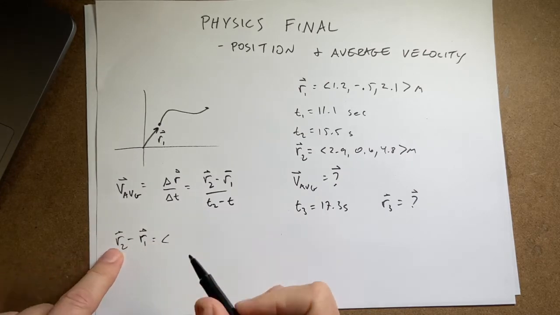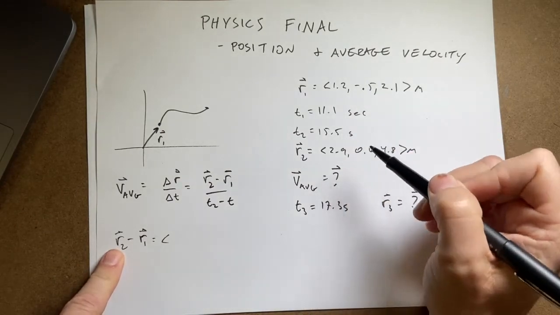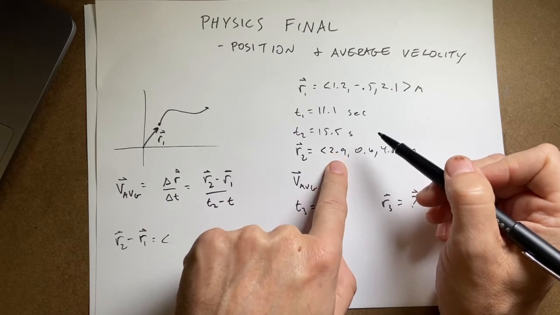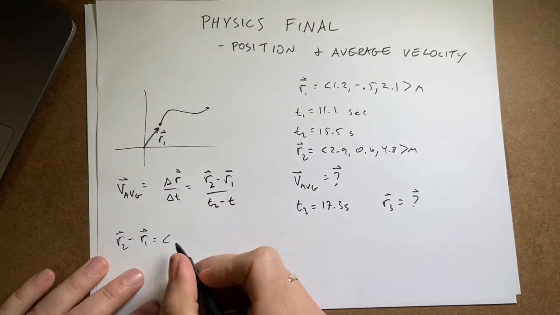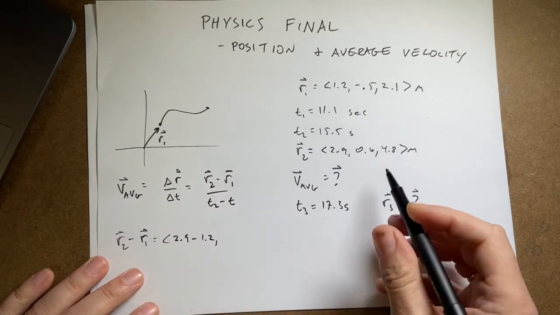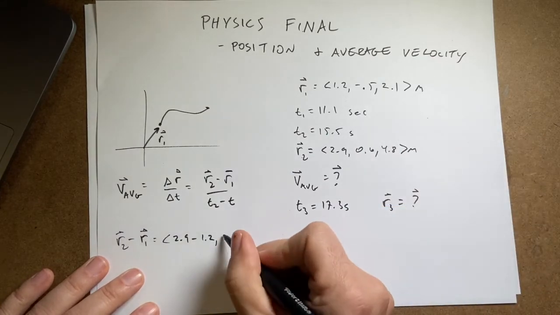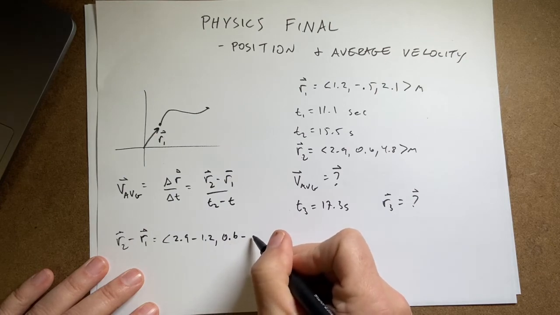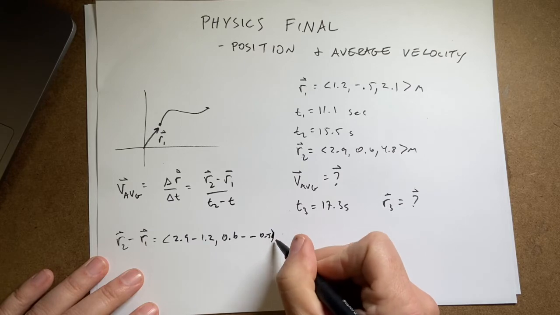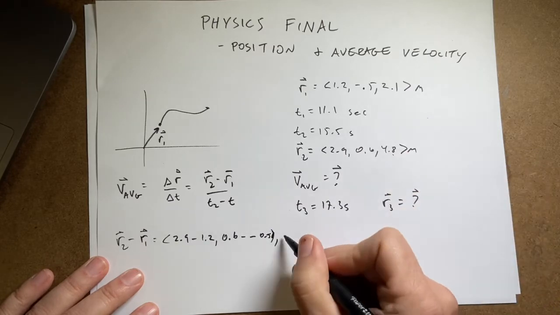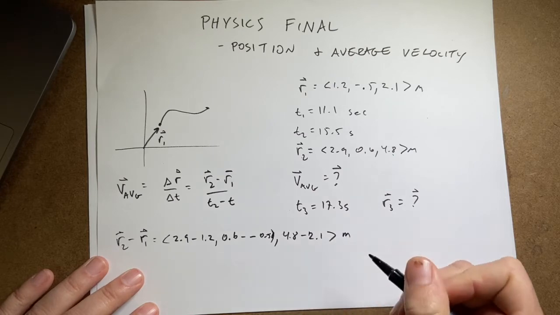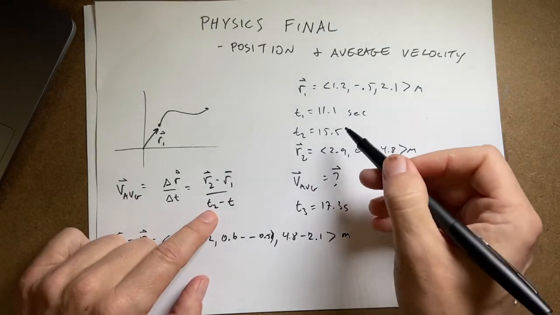The nice thing about writing these in terms of components is, to find the x component of r2 minus r1, I take the x component of r2 minus the x component of r1. So this is going to be 2.9 minus 1.2 for the x coordinate. For the y coordinate, it's going to be 0.6 minus negative 0.5. And then I have the z components, 4.8 minus 2.1. And that's in meters. And then the time, you can just take the difference in time.